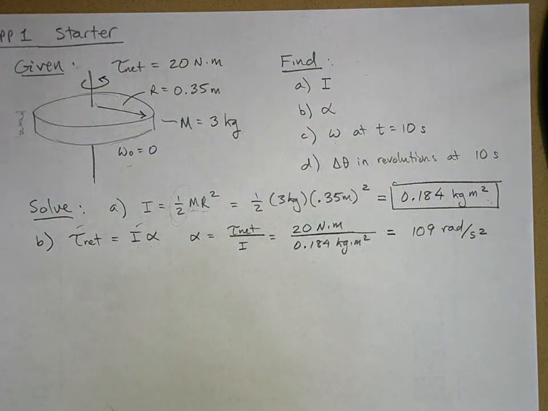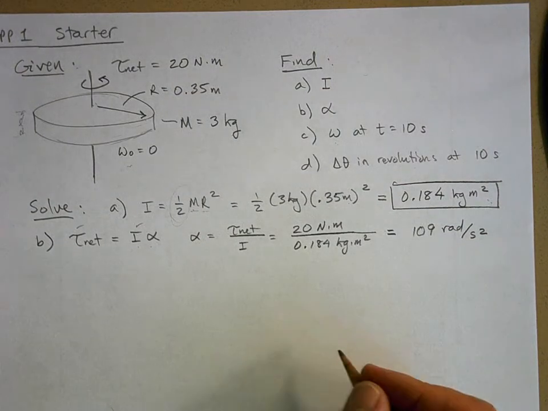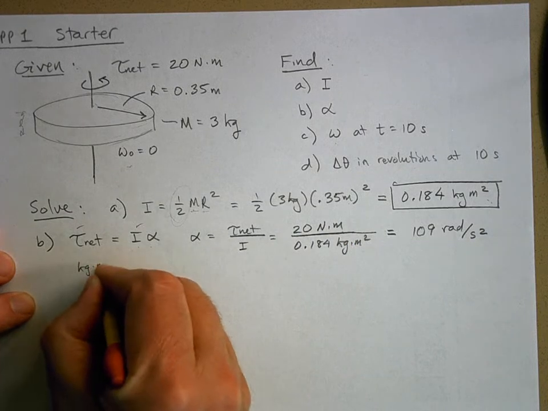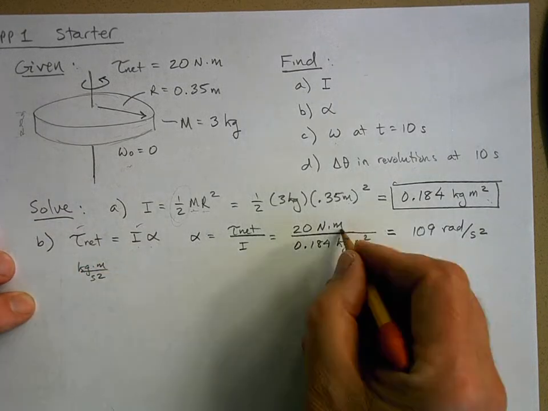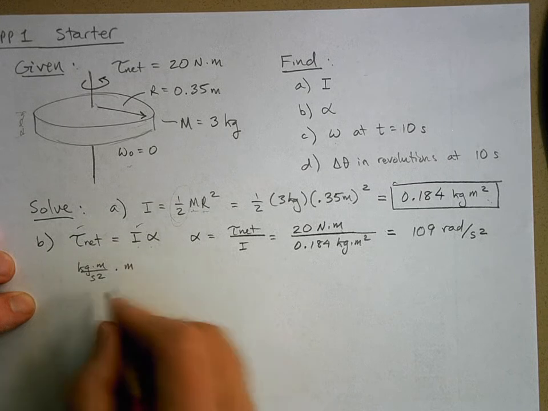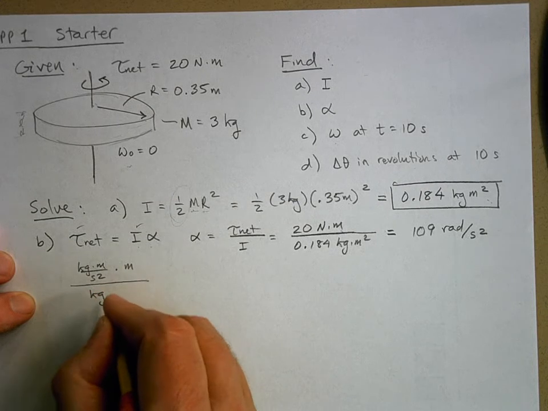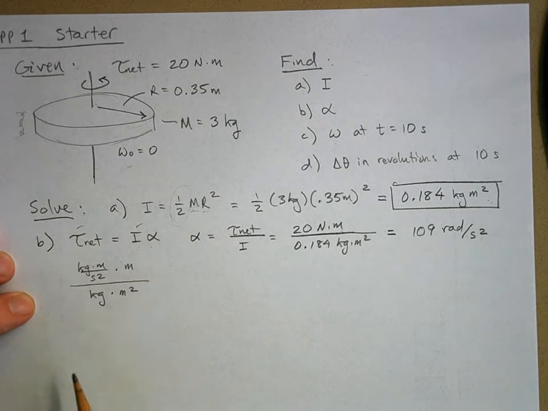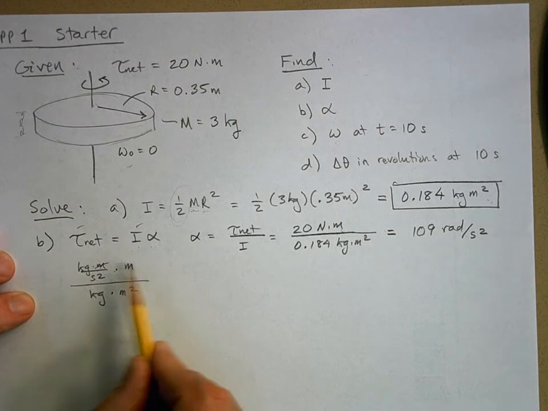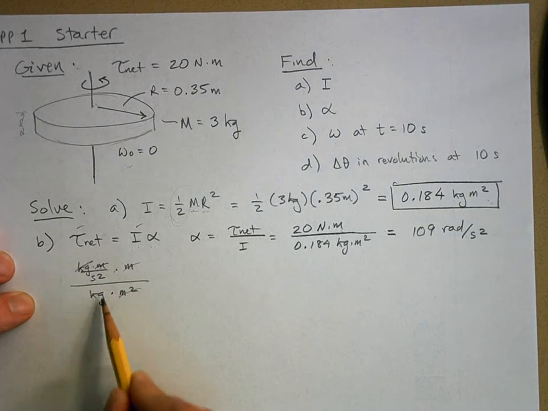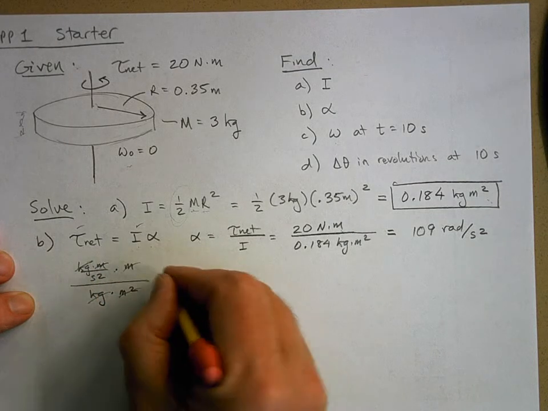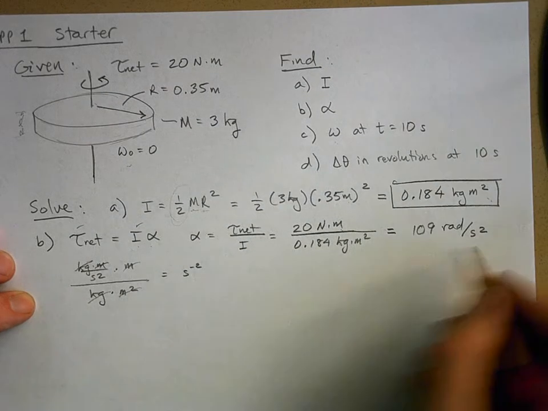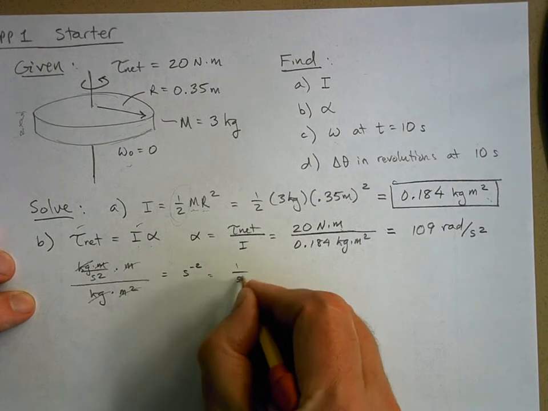Now, let's take a look at units here. How do we know this is radians per second squared? Well, a Newton is a kilogram meter per second squared. And then we have times a meter, and then we have divided by kilogram meter squared. So if you look at units, you have meter times a meter. That cancels with the meter squared. The kilogram cancels with the kilogram. You have seconds to the negative 2, which is 1 over seconds squared.